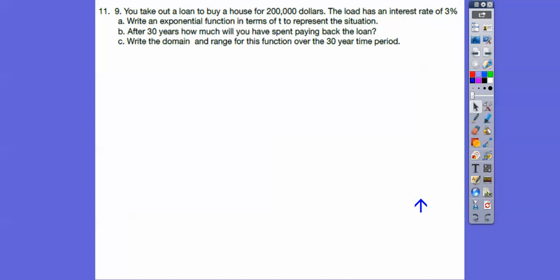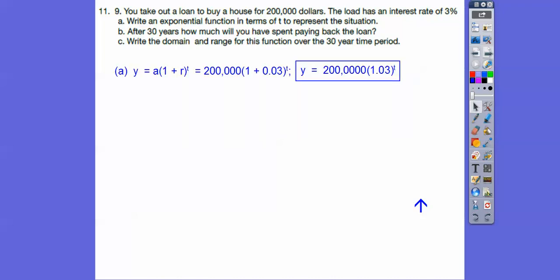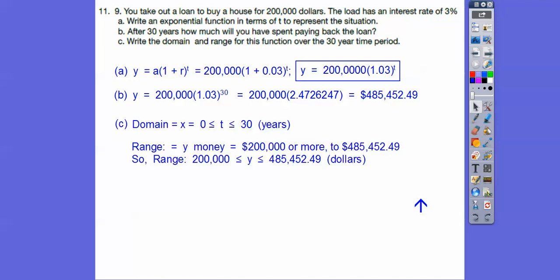So anyways, we take out a loan to buy a house for $200,000, and the loan has an interest rate of 3%. So this is going to be 1 plus 0.03. Okay, so there's our function right there. After 30 years, so we're going to plug in 30 for t. So after 30 years, that house is going to be paid off at almost $500,000, $485,452.49. So that $200,000 house almost costs $500,000 when you're done paying for it. That's how the banks make money. All right, so your domain and range should be all of that right there, okay?